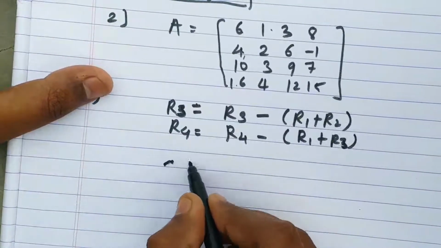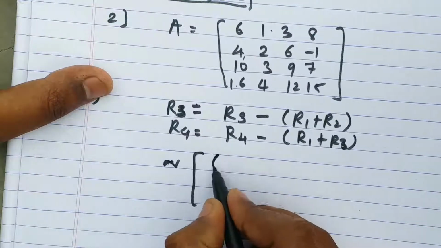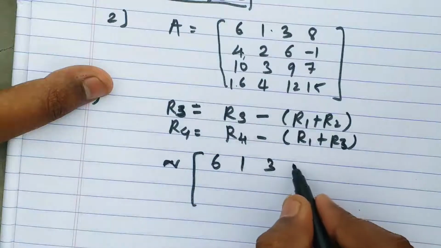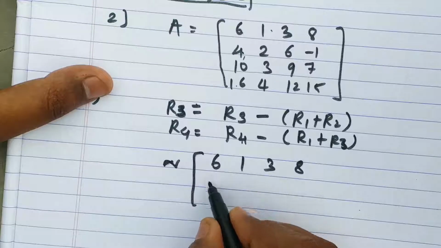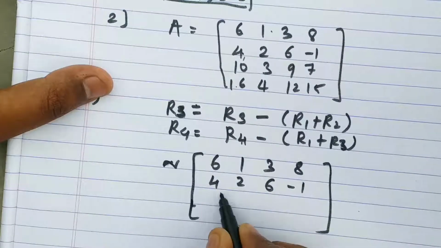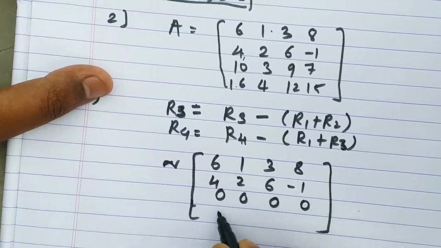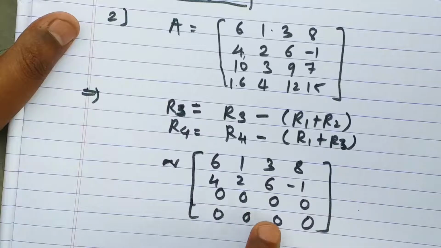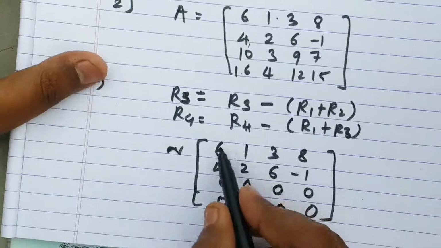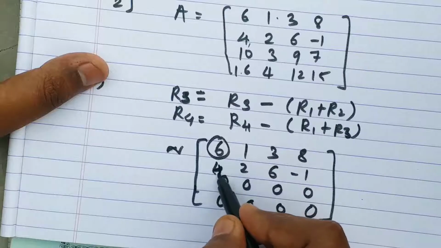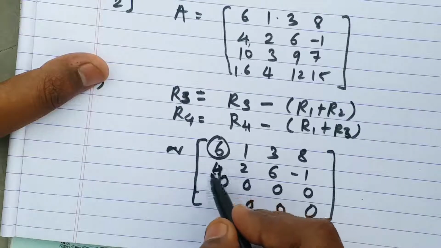After performing these transformations, we'll get the matrix 6 1 3 8, 4 2 6 minus 1. Only third and fourth row will change, first two rows will remain as they are. This entire row will become 0, this entire row will become 0. Both the rows are appearing at the bottom of the matrix. Now here we have first row's pivot entry, but here we don't have 0, right? So our only task is to make this entry 0.